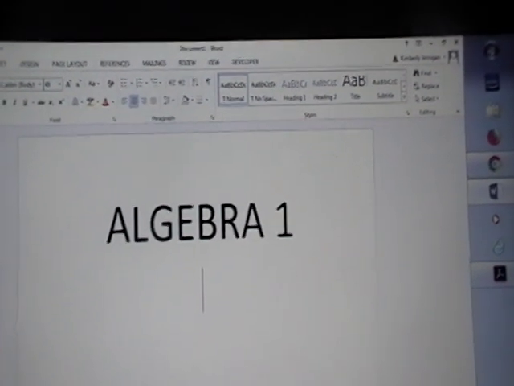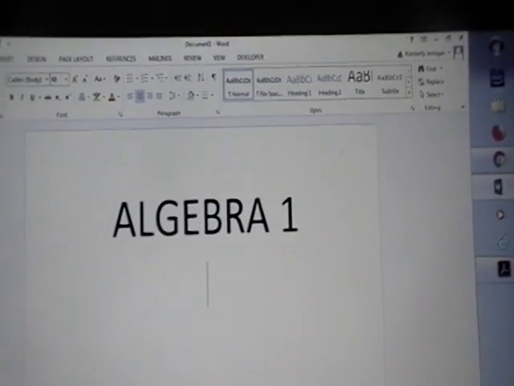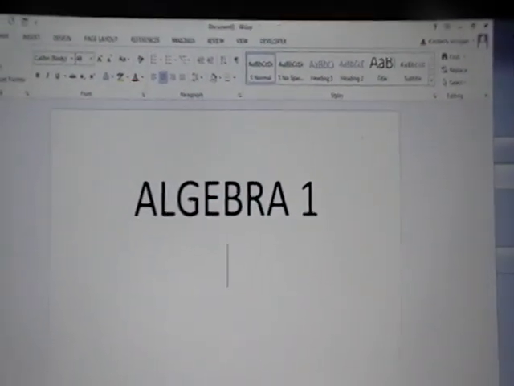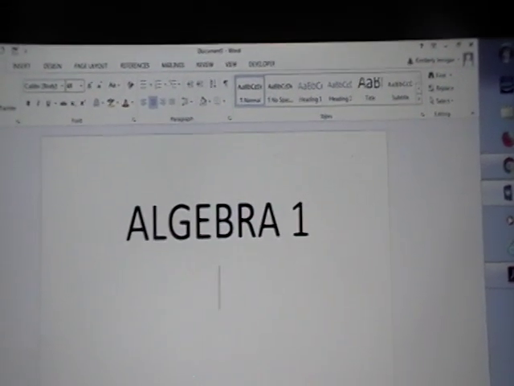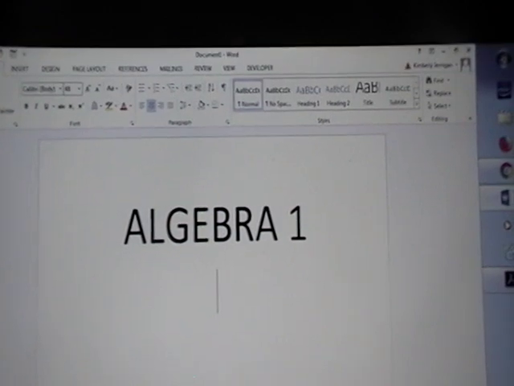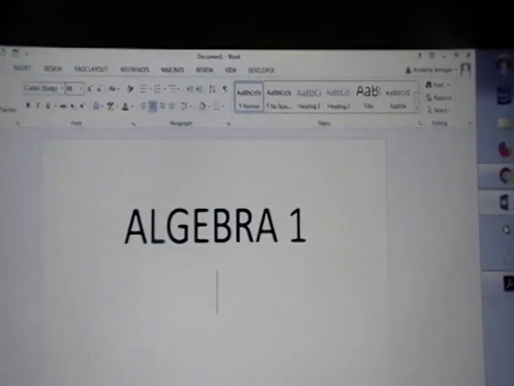So for 7, the answer is (-5, 18). For 8, the answer is (1, 2). x equals 1, y equals 2. For number 9, x equals 1, y equals 3.